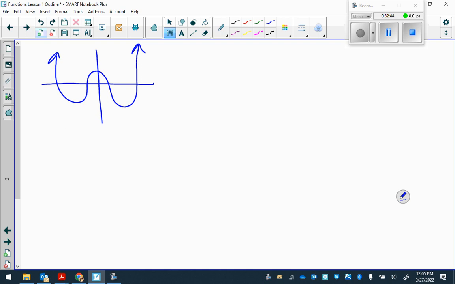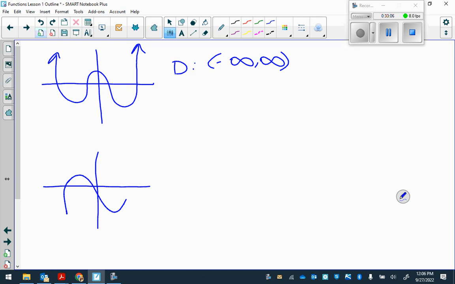Okay, if you have a graph like this, what would our domain be? Negative infinity to infinity. Okay, even though the arrows are pointing up, if we're looking left to right, it's including every x value. Okay, if I have another graph like this, what would our domain be?